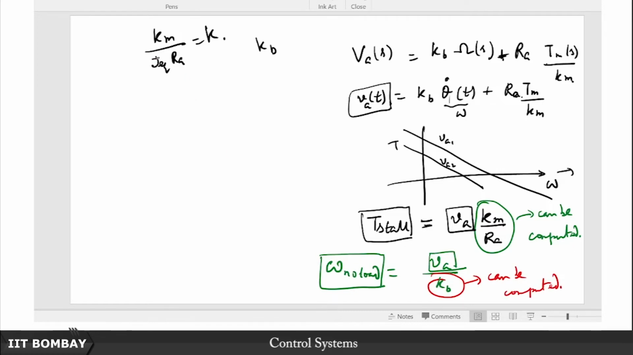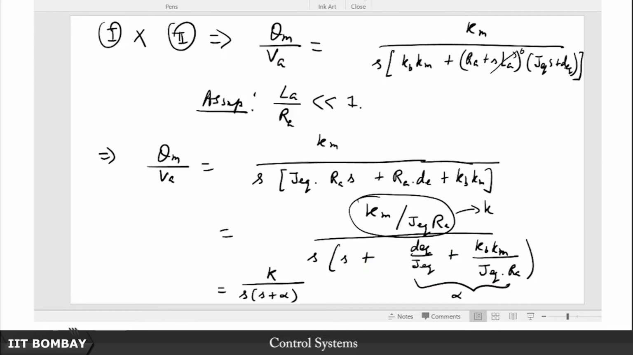You see, I know this ratio, I do not know individually what Km and Ra are, but I do not need that in order to compute K. So I have found this ratio, I have found this variable, and of course I can measure J equivalent and D equivalent. Then in the preceding transfer function I know each and every individual term, so I can actually give numerical values for K and alpha. That is what I was looking for, and that completes the entire modeling, the entire job of modeling this system for a control engineer.